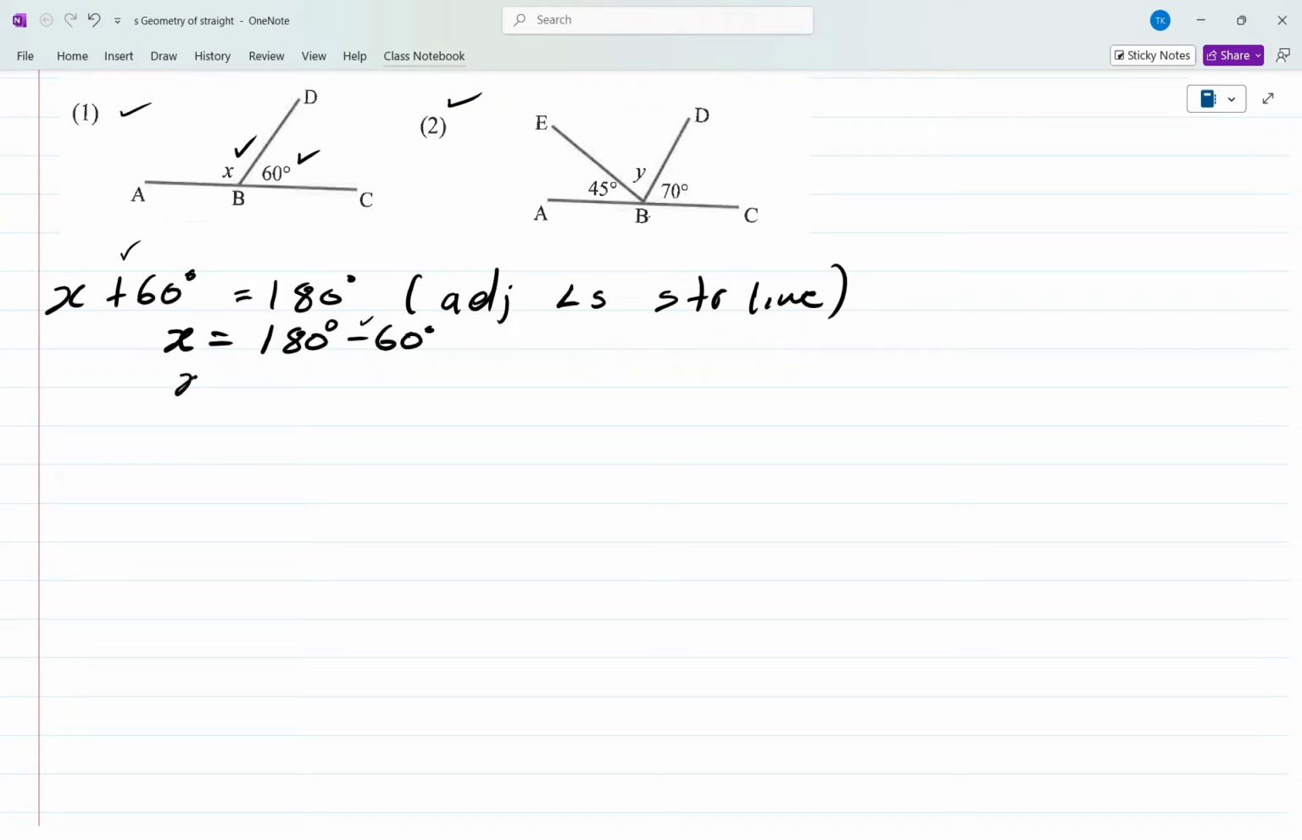Then you are going to get to a point where you're going to conclude that x will be 120 degrees. That's it about number 1, meaning that the value of x here will be 120. Moving on to the next one where you have to calculate y. You now have 45 with y with 70 degrees, and then you still have 180 on your right hand side. Your reason will still be the same, which is adjacent angles on a straight line.